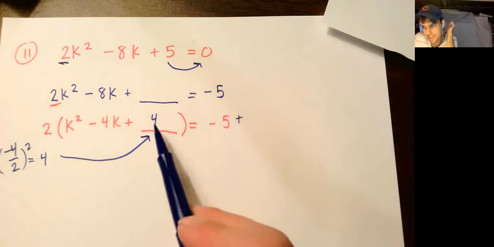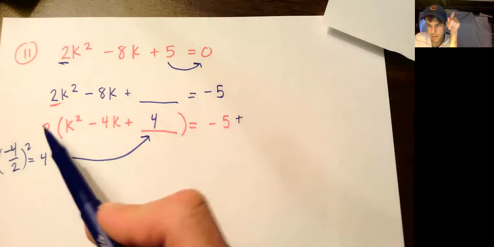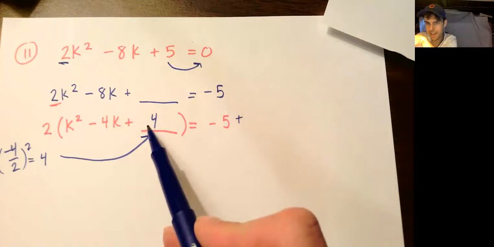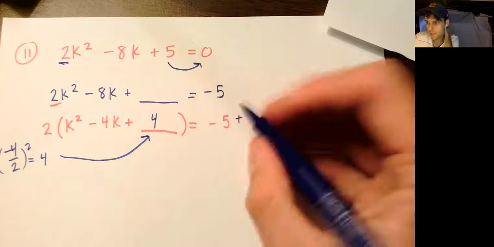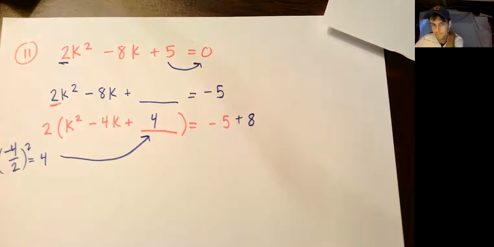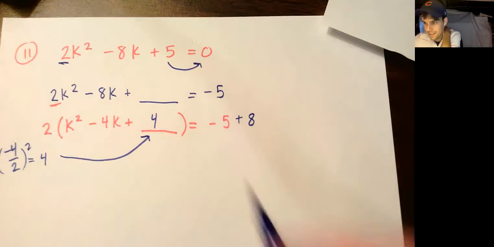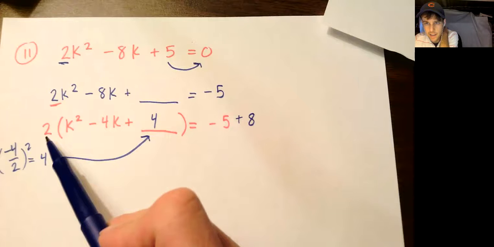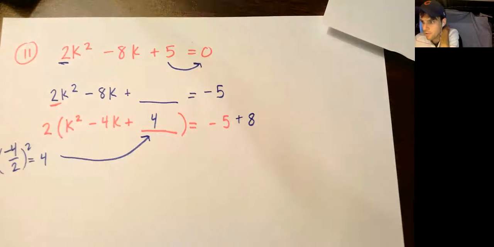I am actually not only adding 4. Because of this coefficient out here, which would be distributed to it, I'm actually adding 8. So I got to add 8 to this side. That's a little bit of a tricky thing that can happen when you have to factor away this coefficient.